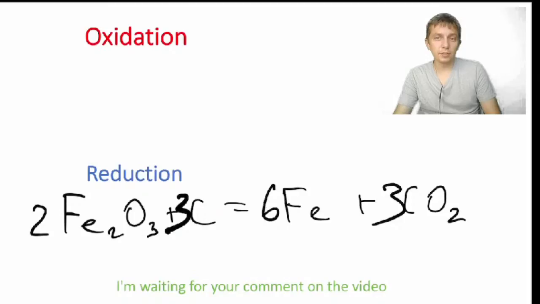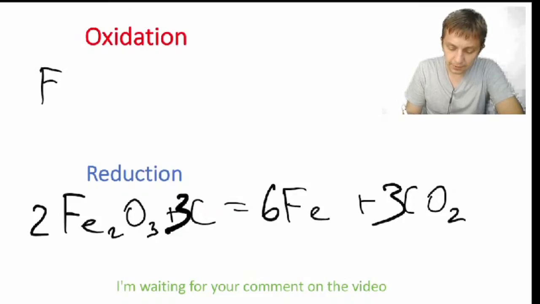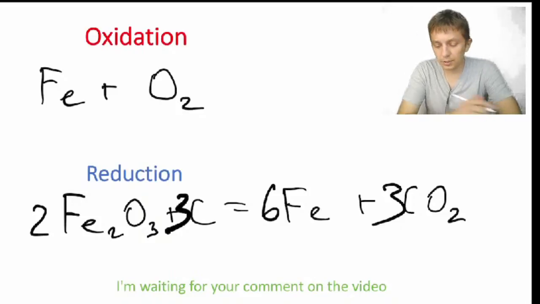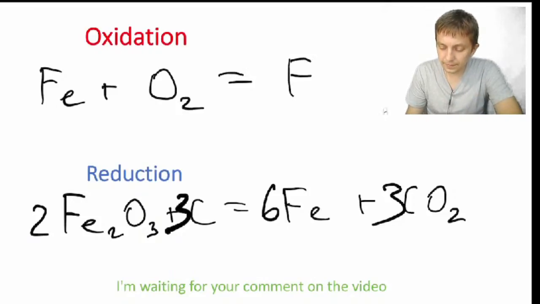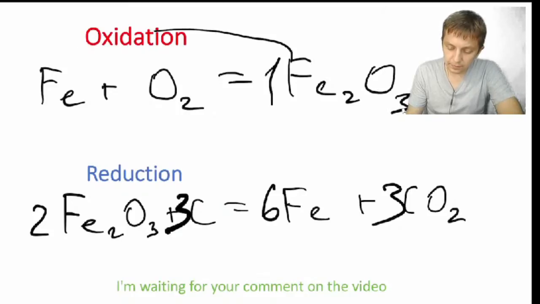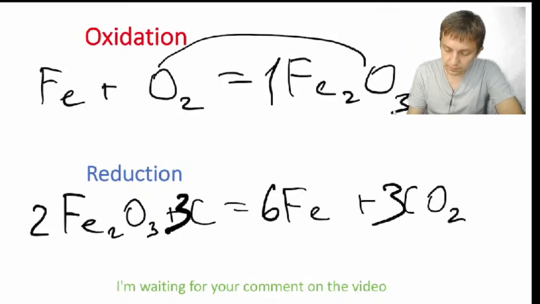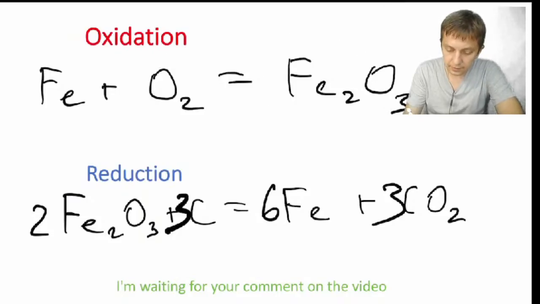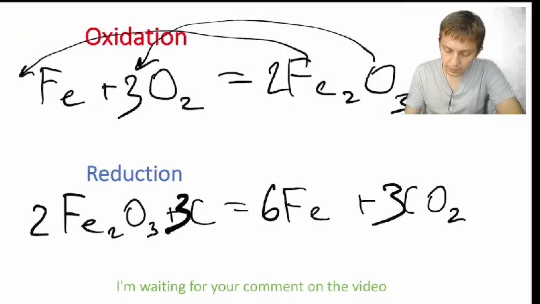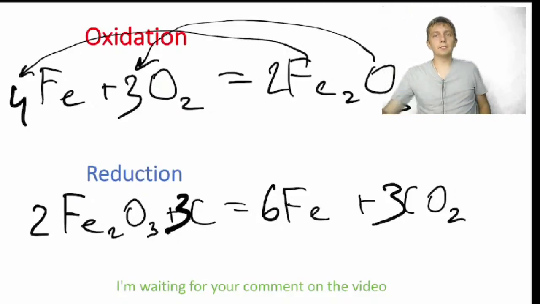Then after this process, people realized one bad process. If we leave iron in air, the iron will react with oxygen, and this produces iron oxide again. If we put 1, we can't balance it. If we put 2, it means here 3, here 4.